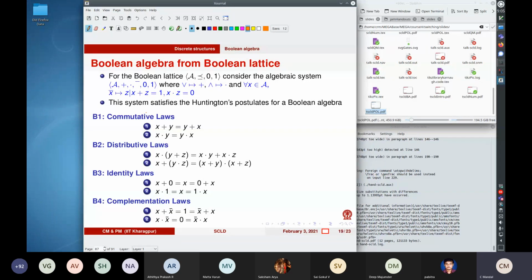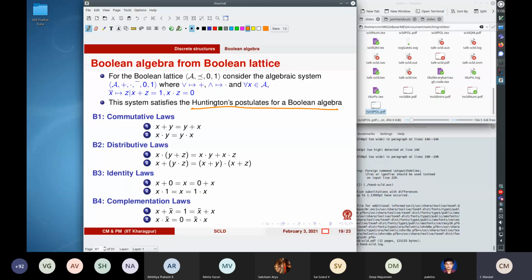And so Huntington's postulates, these were proposed independently. These are some of the laws of the postulates, and we find that when you consider mapping of a Boolean lattice to a Boolean algebra as defined by the Huntington's postulates, then you find that these commutativity, distributive laws, identity laws, complementation laws are the same as the properties that are satisfied in a Boolean lattice.